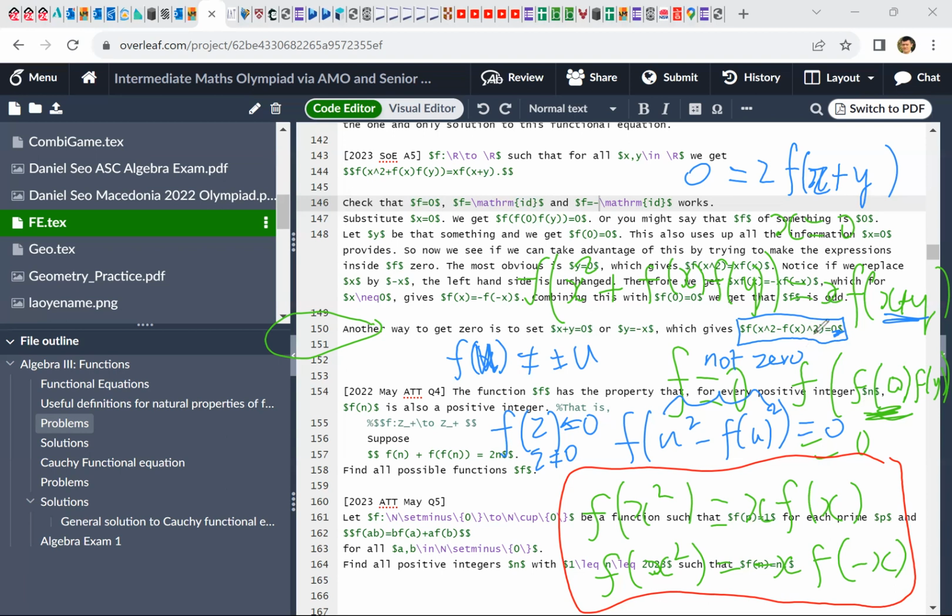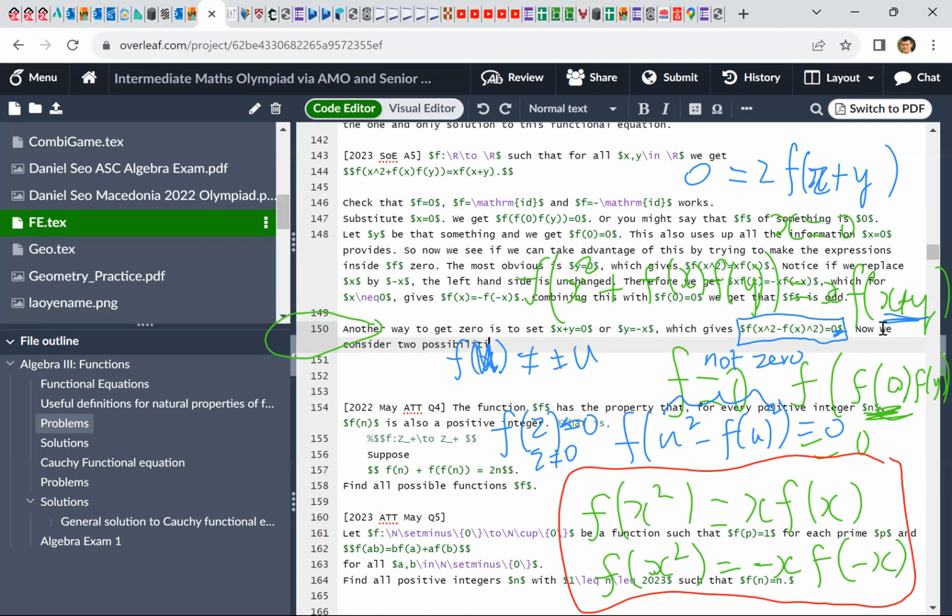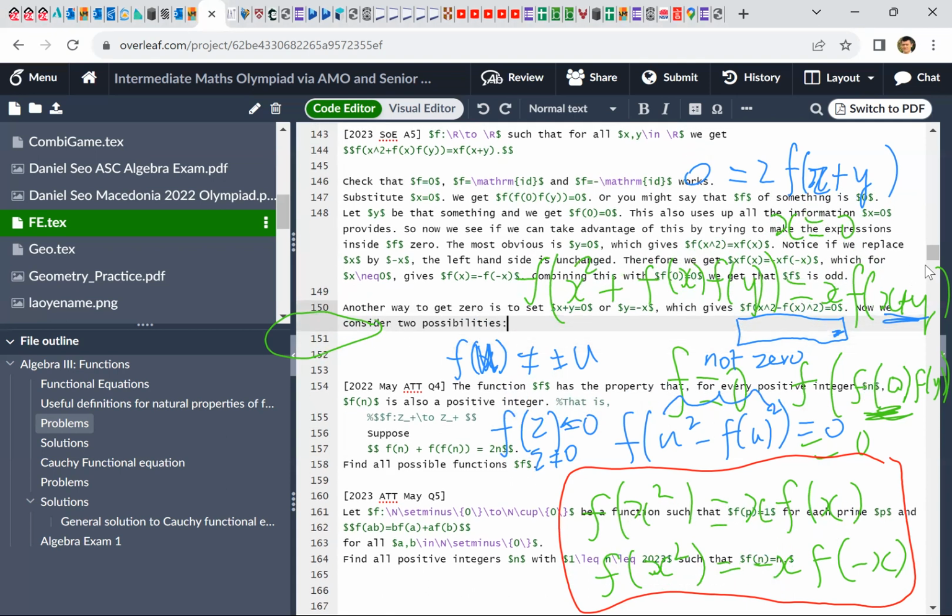So the thing is, just carrying out this, putting things at 0, and getting to this f of x squared minus f of x, Liam has observed enough to make that conclusive. So basically, now we consider two possibilities. Either the thing inside the f is just always 0, so either x squared minus f of x squared equals 0 for all x.